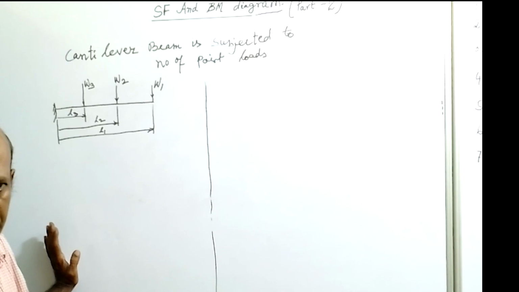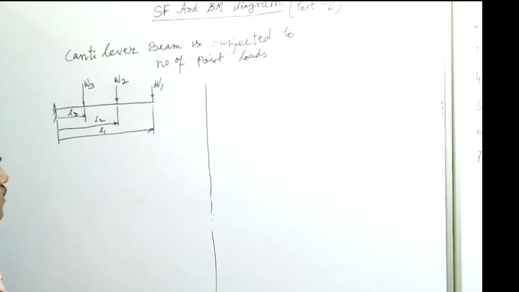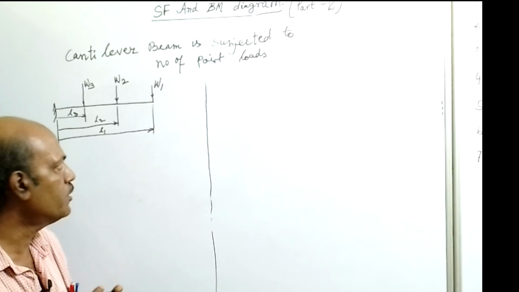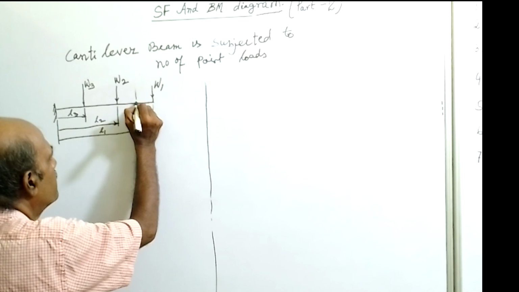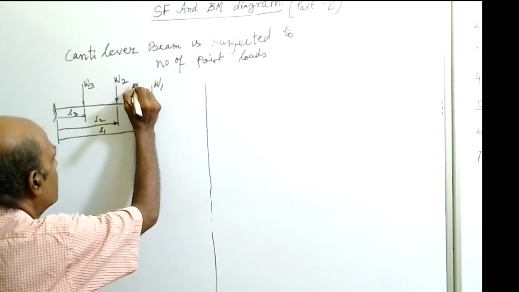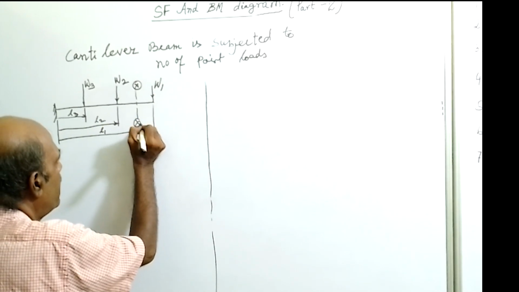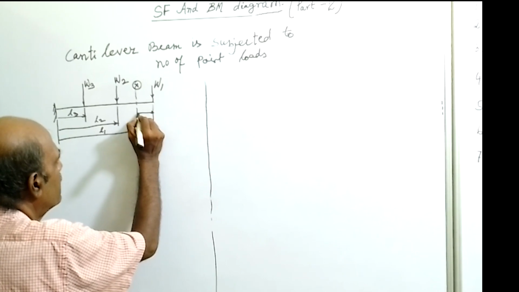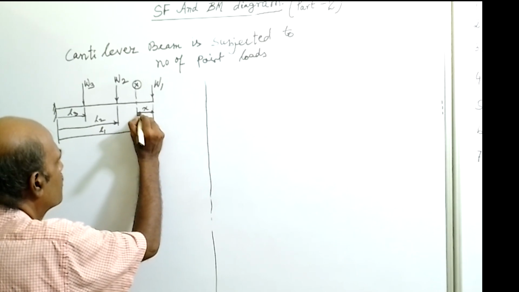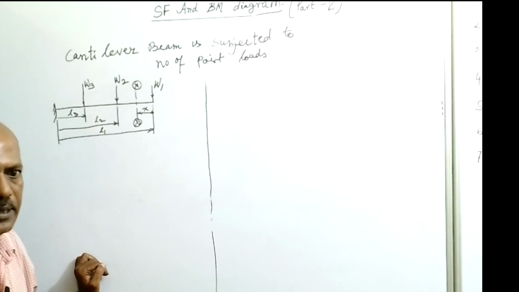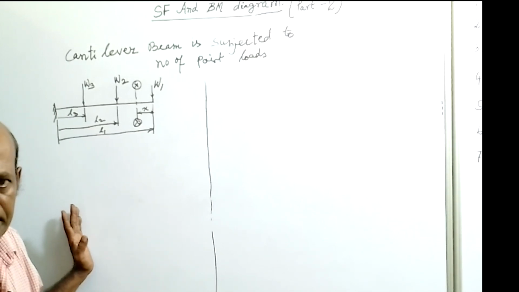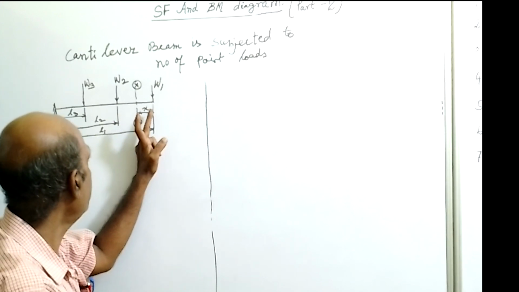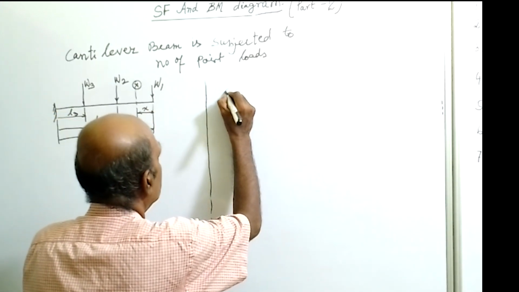Okay, three loads are acting at various points, so the distances from the fixed end are L1, L2 and L3. Now we have to draw the shear force and bending moment diagram for this condition. Now consider a section XX here, at a distance x from the free end, where the W1 load is acting. So, shear force at XX.